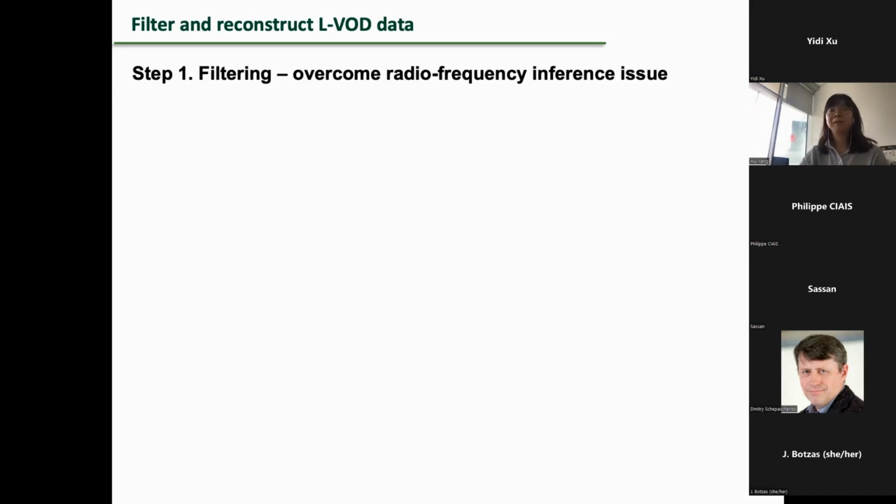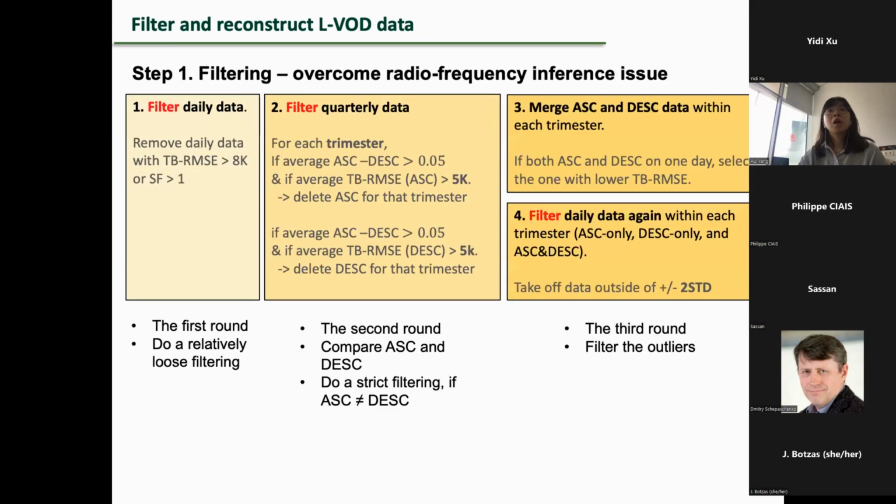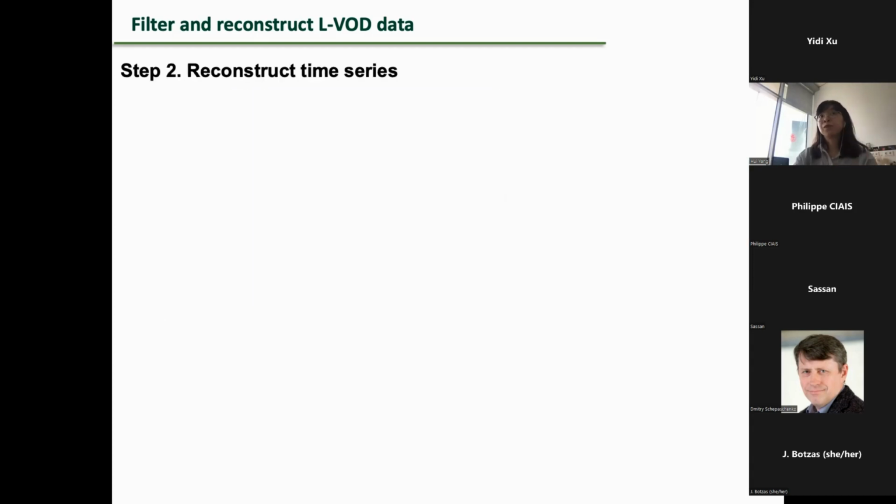The first step, as shown in this workflow, is that we filtered the LVOD 3 times. First we use a loose filtering method and then we use strict rules to filter. We also compare the ascending and descending data. We think the values of ascending and descending measured on the same day should be similar. If they are not, we remove the bad quality one. After filtering, we only keep the very good quality data and we do the reconstruction.